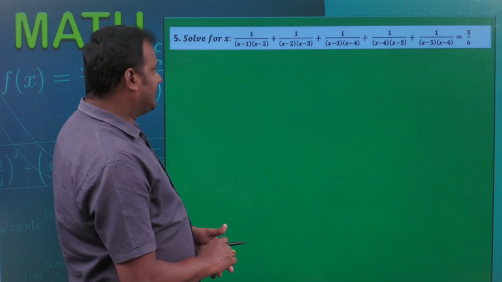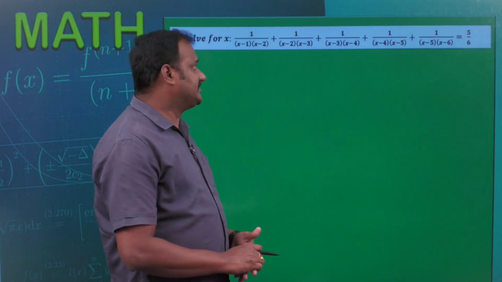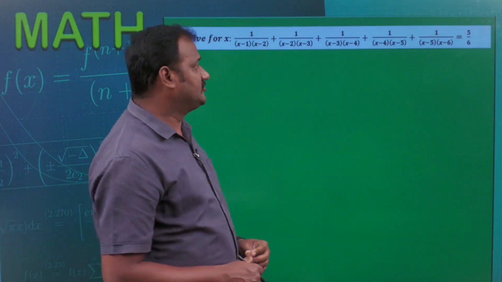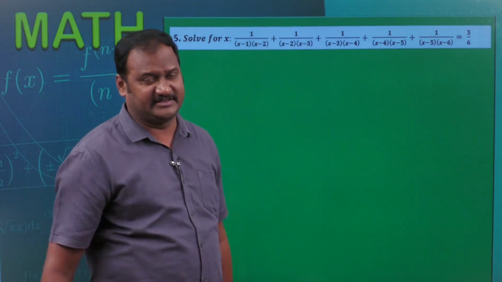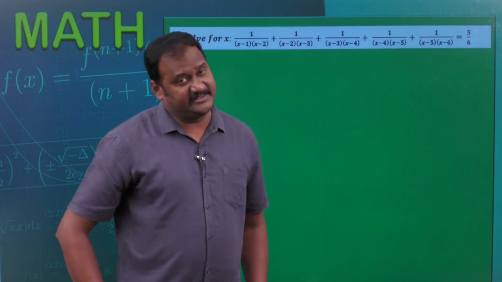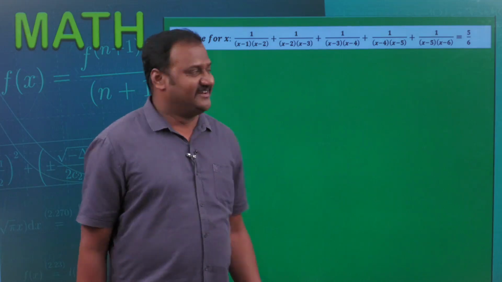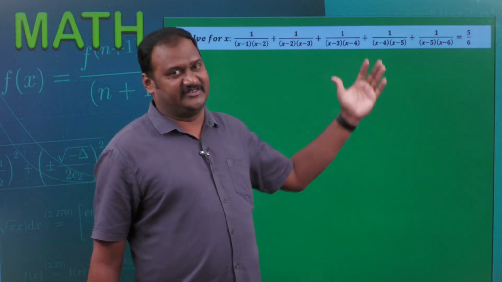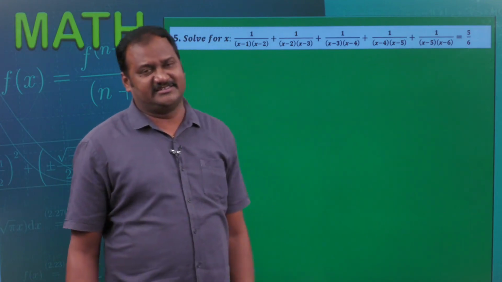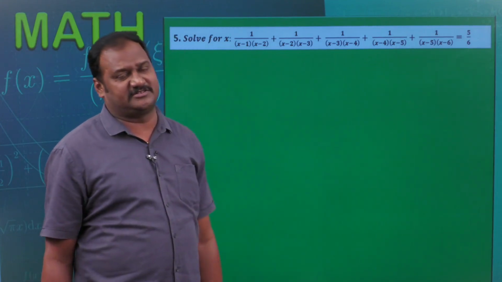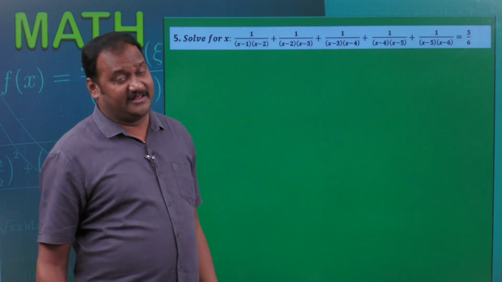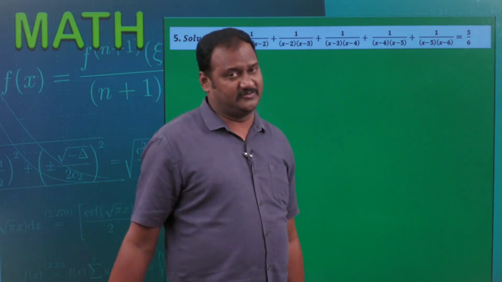Solve for x. 1 by x minus 1 into x minus 2 plus 1 by x minus 2 into x minus 3, like that, we have up to 1 by x minus 5 into x minus 6 equal to 5 by 6. What is your strategy to solve this problem? Will you take the LCM for all the terms? What is the LCM, you know? x minus 1 into x minus 2 into x minus 3 into x minus 4 into x minus 5 into x minus 6. Is it really possible to find out the simplest form of this given problem? Not at all. Then definitely you will have to use your brain.